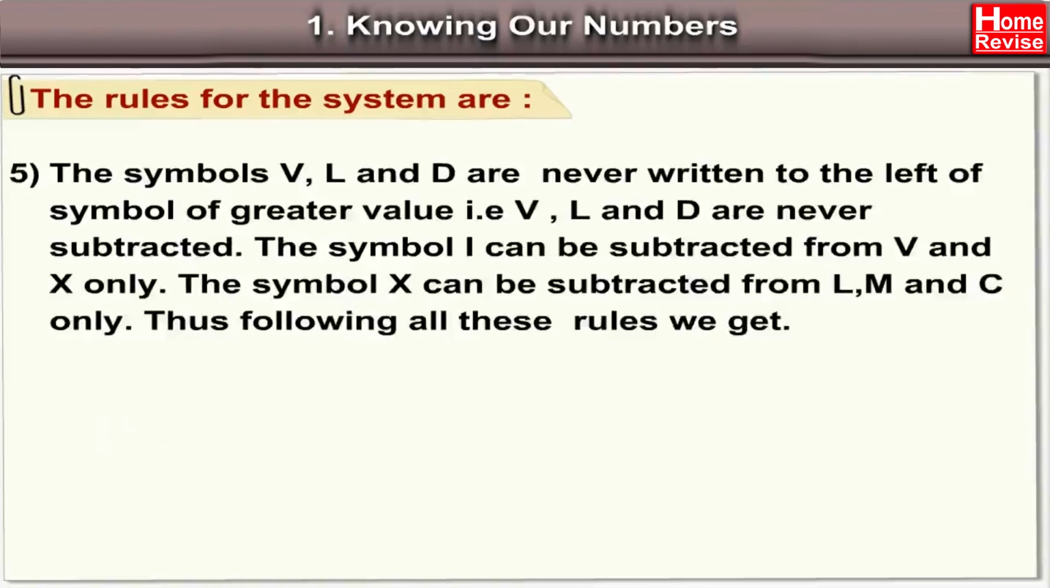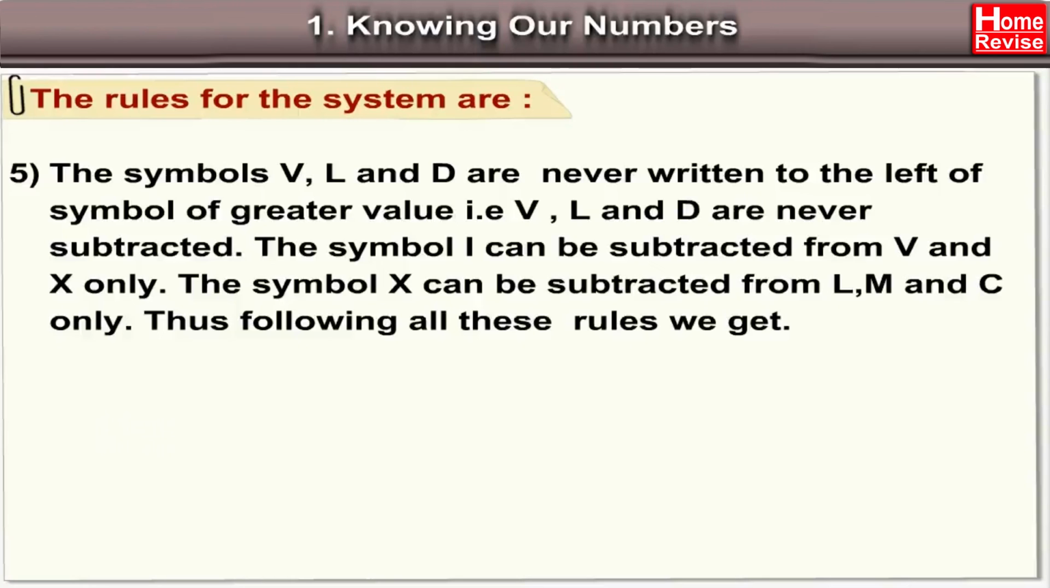Number 5. The symbols V, L, and D are never written to the left of a symbol of greater value. You know what it means? It means V, L, and D are never subtracted. The symbol I can be subtracted from V and X only. The symbol X can be subtracted from L, M, and C only.